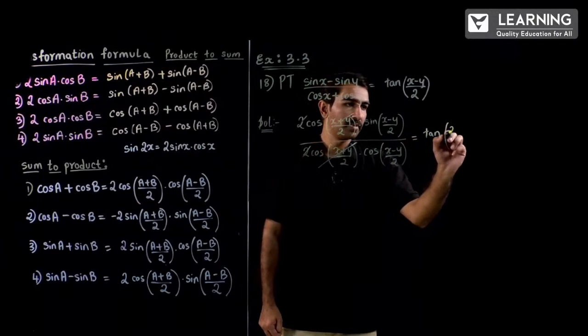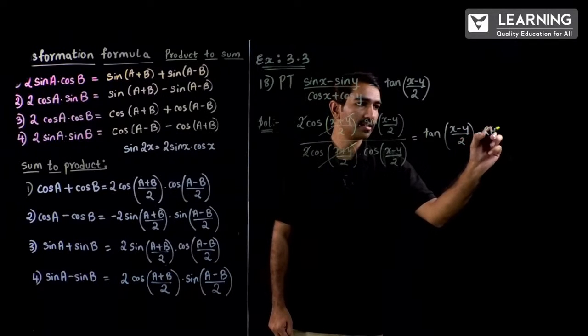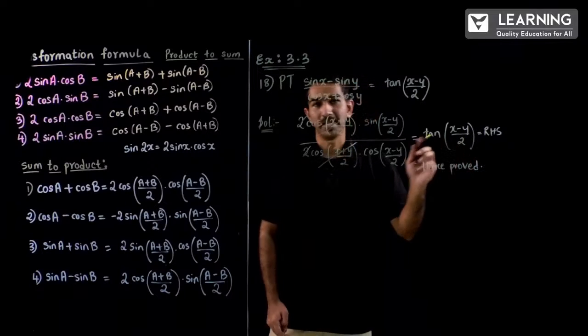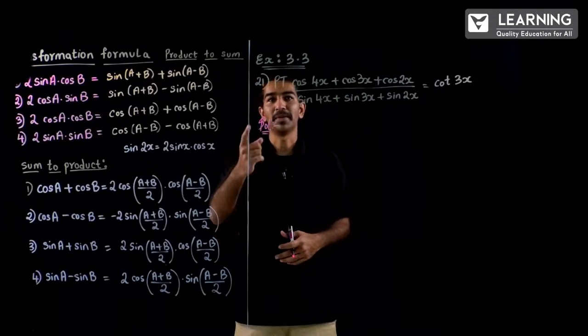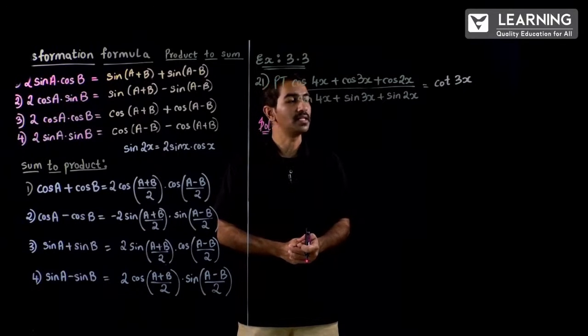Theta is same, x minus y by 2, which is equal to RHS. Therefore, hence proved. Moving to the next question. The next problem, 21st one: prove that cos 4x plus cos 3x plus cos 2x, the whole divided by sin 4x plus sin 3x plus sin 2x is equal to cot 3x.